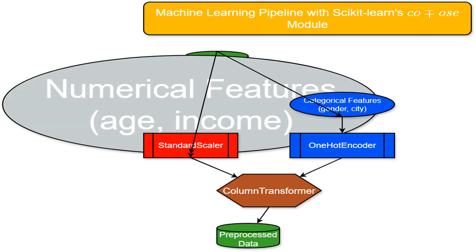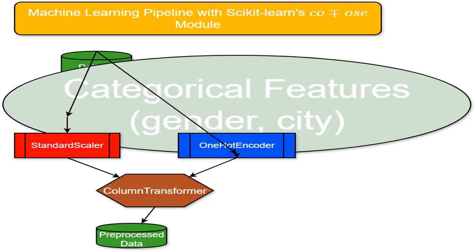These are continuous values. I also have categorical features which represent different categories, such as gender and city. These aren't numbers, they are labels. I need to transform these before I can use them in my model.